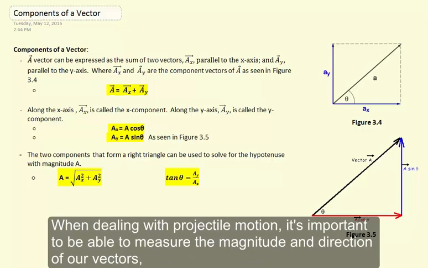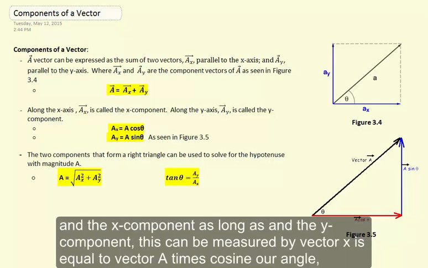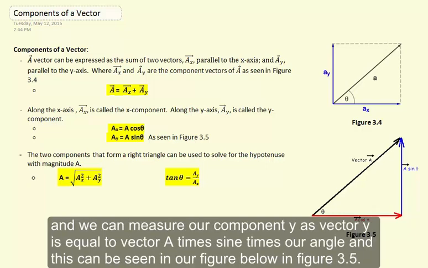When dealing with projectile motion, it's important to be able to measure the magnitude and direction of our vectors in the x component as well as in the y component. This can be measured by Ax equals A times cosine of our angle, and we can measure our component Ay as A times sine of our angle. And this can be seen in our figure below in figure 3.5.